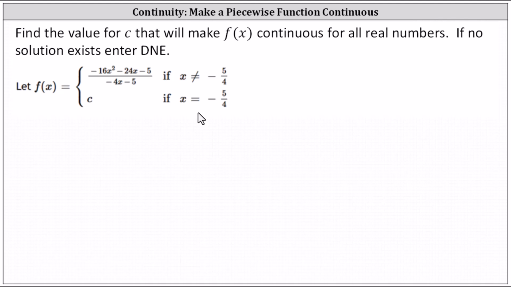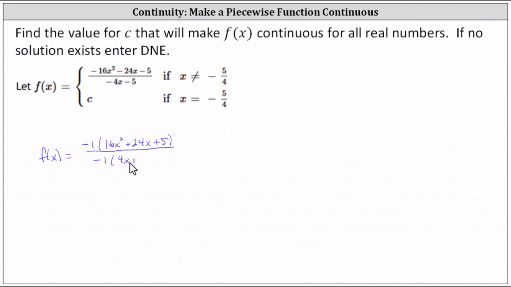We want to determine the value of c to make the piecewise function continuous everywhere. Let's begin by analyzing the rational function rule in more detail. Let's look at the function rule f of x equals the rational function. Let's begin by factoring negative 1 from the numerator and denominator. This gives us negative 1 times the quantity 16x squared plus 24x plus 5 divided by negative 1 times the quantity 4x plus 5.